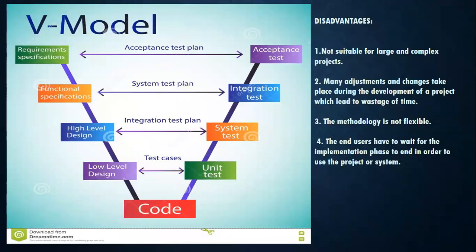And V model means that when the requirement specification happens, the developer works on it, and at the same time the testers also prepare the documents for this requirement specification. Both are working in parallel at the same time, so that the complexity of the project is handled in this model.